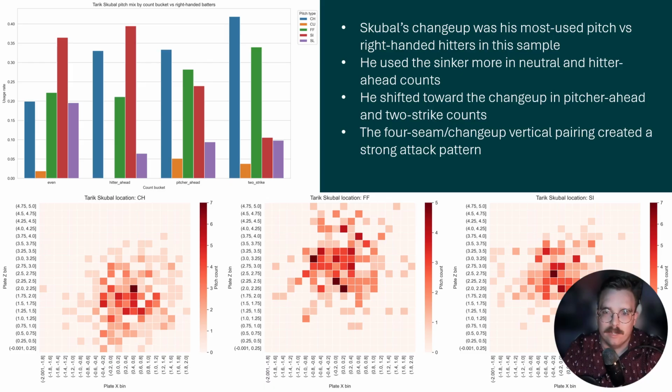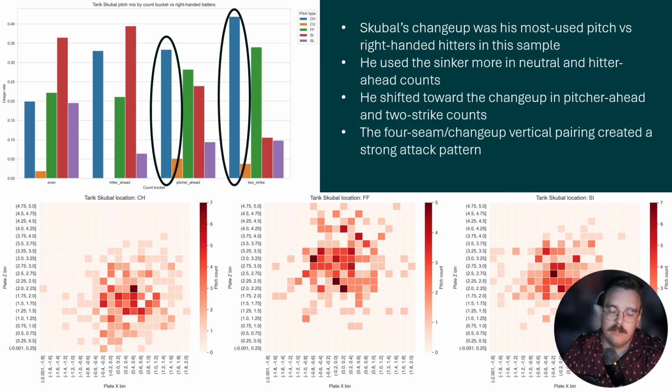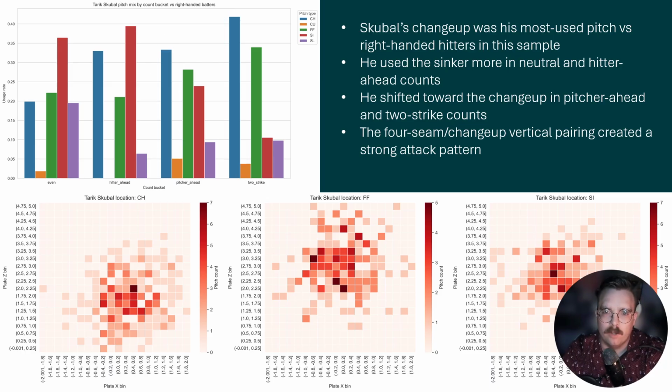In even counts and hitter ahead counts, Skubal leaned more heavily on the sinker, but once he got ahead, and especially with two strikes, the changeup became his primary weapon. In two strike counts, he threw the changeup nearly 42% of the time, compared with about 34% for the four seam. The location heat maps also suggested a strong vertical pairing. The four seam generally occupied a higher band, while the changeup clustered lower.